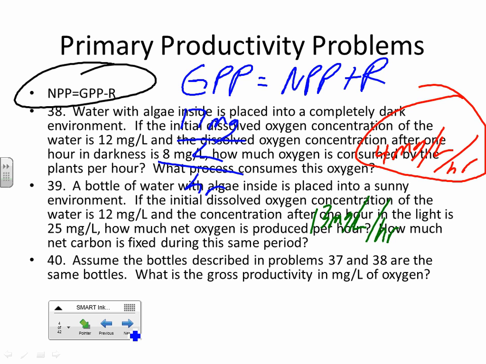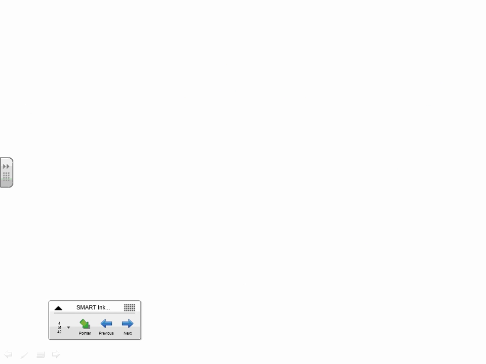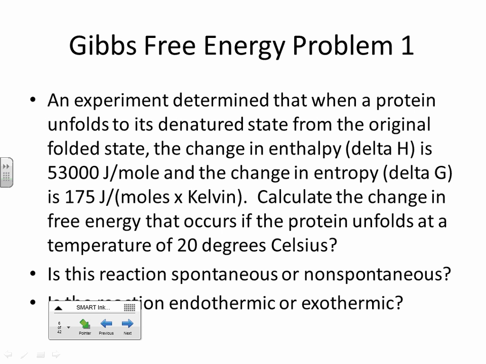Does that make sense? So net primary productivity is equal to the gross minus respiration. How much total photosynthesis is done minus how much oxygen is used by respiration gives you what's called your net primary productivity. We've kind of talked about that before, but never in a lot of detail. Now let's look at one we have done before.